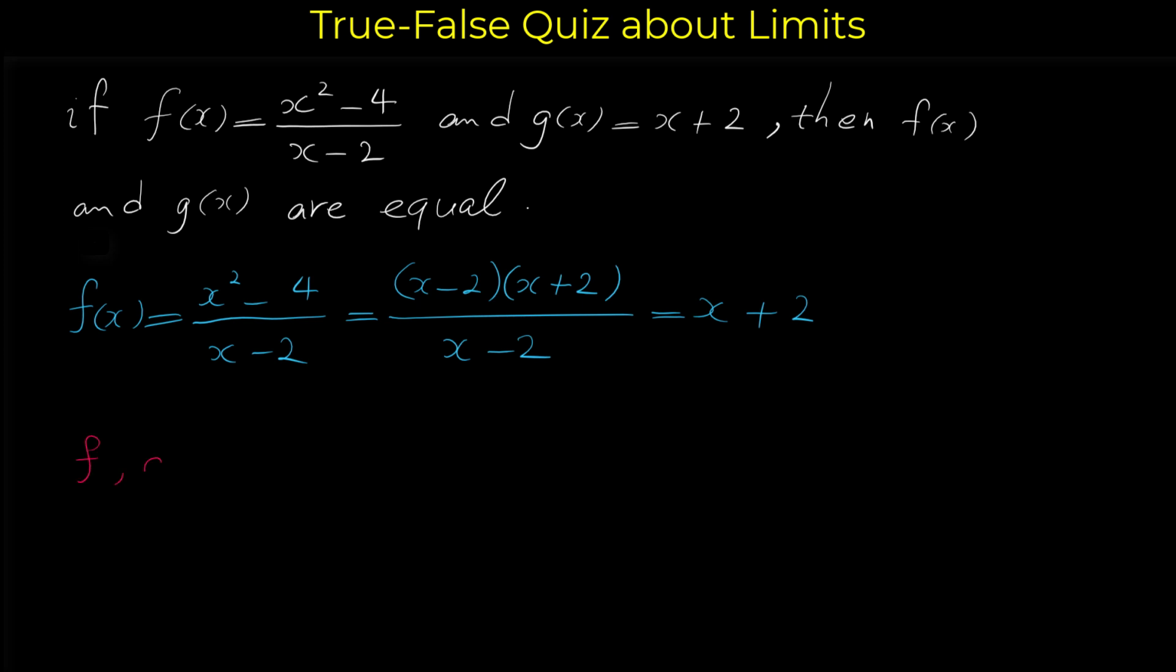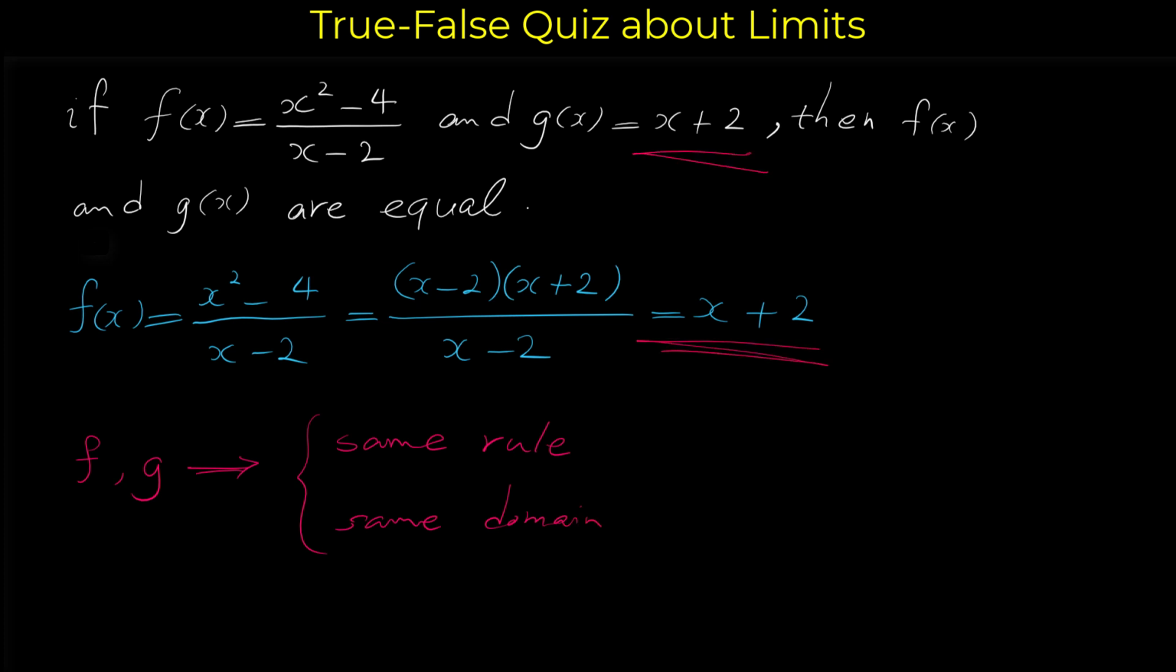But note that in general, two functions f and g are equal to each other if they have the same rule, and also they should have the same domain. Here in this statement, the rules are the same. The function f is x plus 2 and the function g is also x plus 2. But the problem here is in the domain of the function f and the domain of the function g.